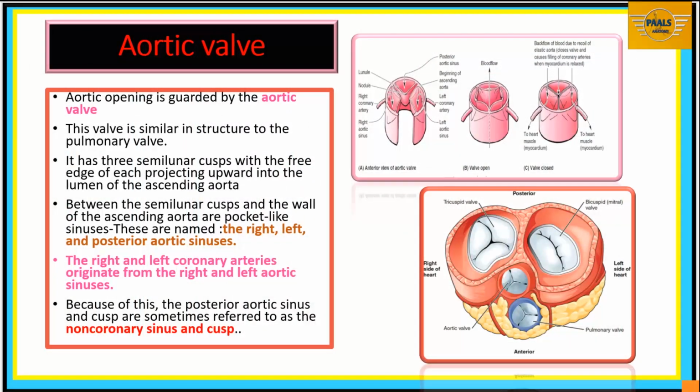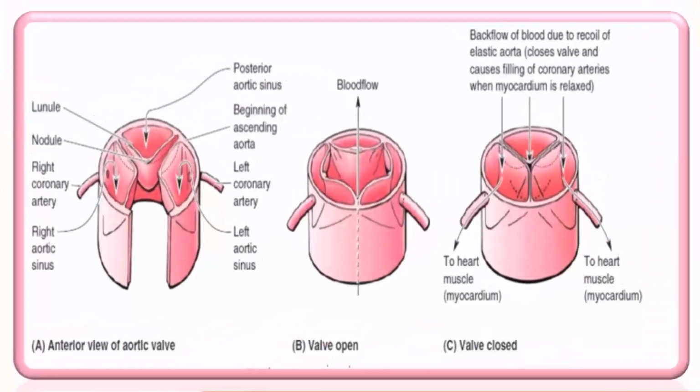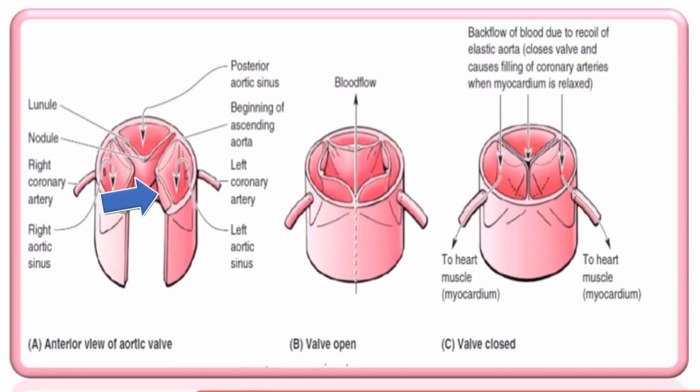We'll consider the aortic valve. The aortic opening is guarded by the aortic valve. This valve is similar in structure to the pulmonary valve. In pulmonary valve, we saw 3 of them. We saw the right, the left, and the anterior. The aortic opening also has 3 valves, and they are semilunar cusps with free edge, each projecting upwards into the lumen of the ascending aorta. Here are the valves, the 3 of them.